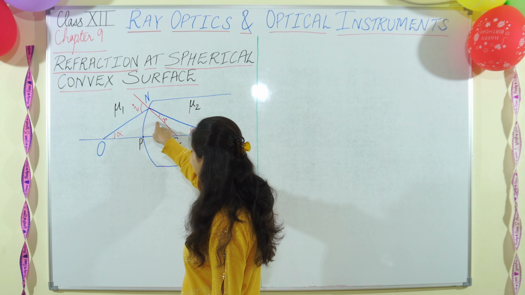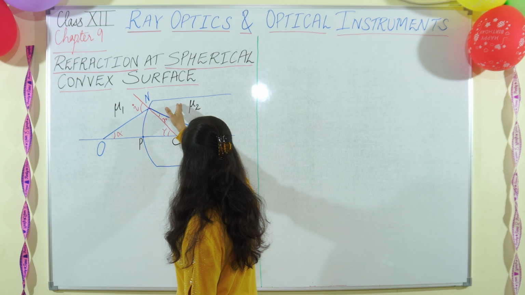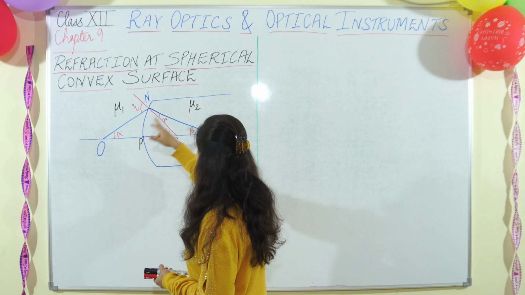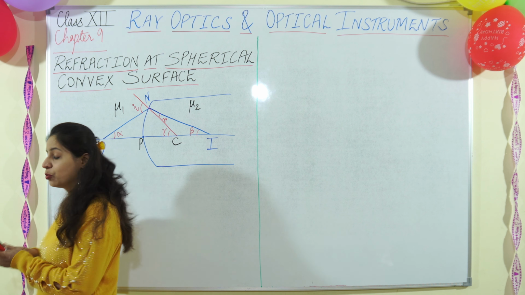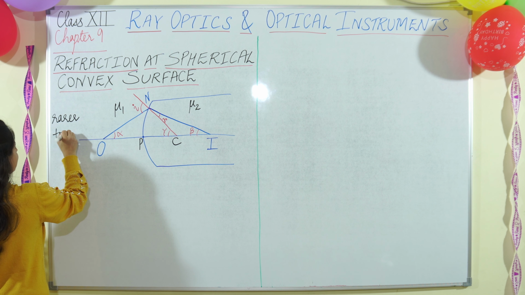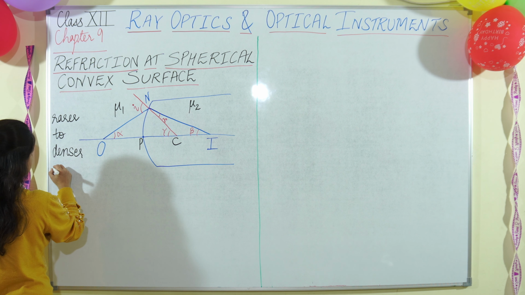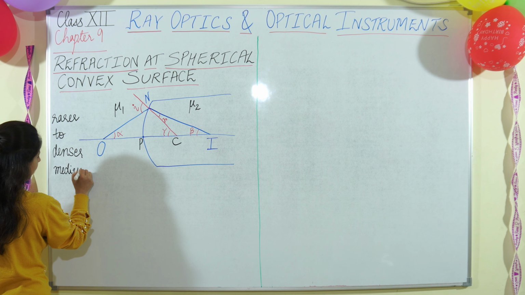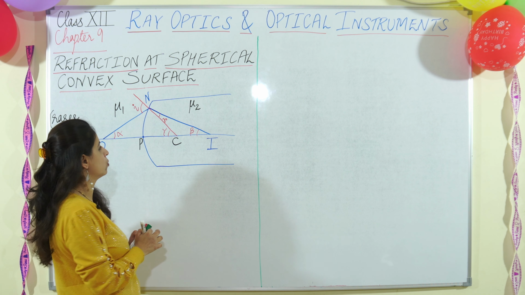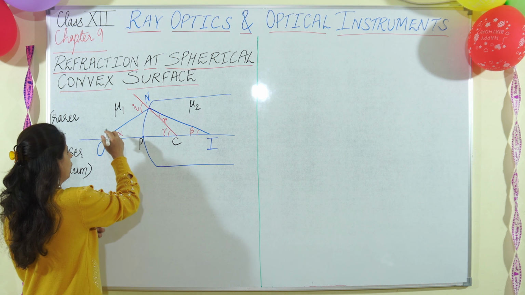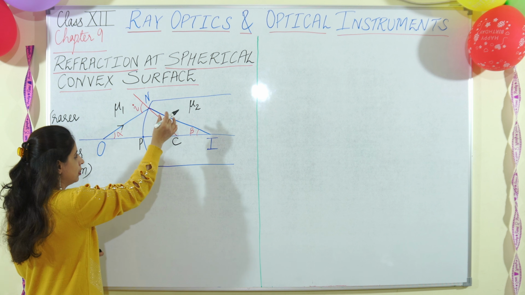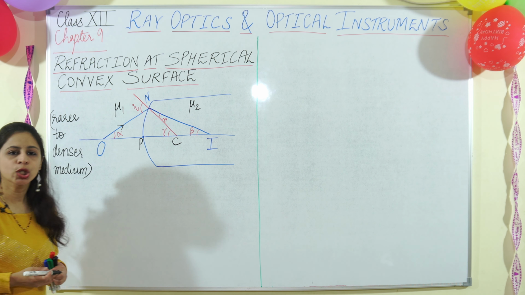Okay, so the light, when it is traveling from rarer medium to denser medium, mu1 is supposed to be the rarer medium, so it is traveling from rarer to denser medium. So we will write this point: it is traveling from rarer to denser medium. So what is happening? It is bending towards the normal. We can easily see over here, my ray of light traveled from here at the normal, and when it entered the other medium, it bent towards the normal.